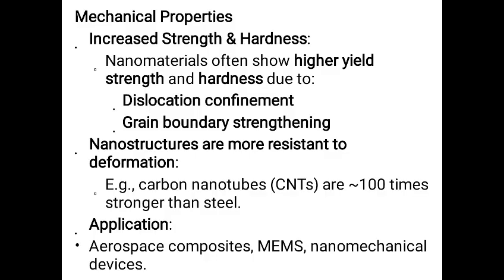Mechanical properties have increased strength and hardness. Nanomaterials often show higher yield strength and hardness due to the dislocation confinement as well as grain boundary strengthening. Nanostructures are more resistant to deformation. Example, carbon nanotubes are observed to be 100 times stronger than steel. And these have applications in aerospace, composites, MEMS, as well as nanomechanical devices.